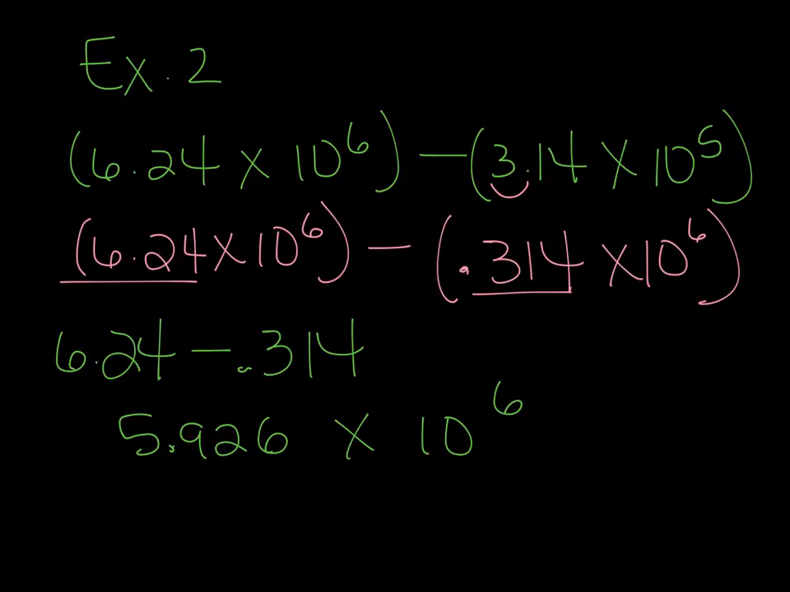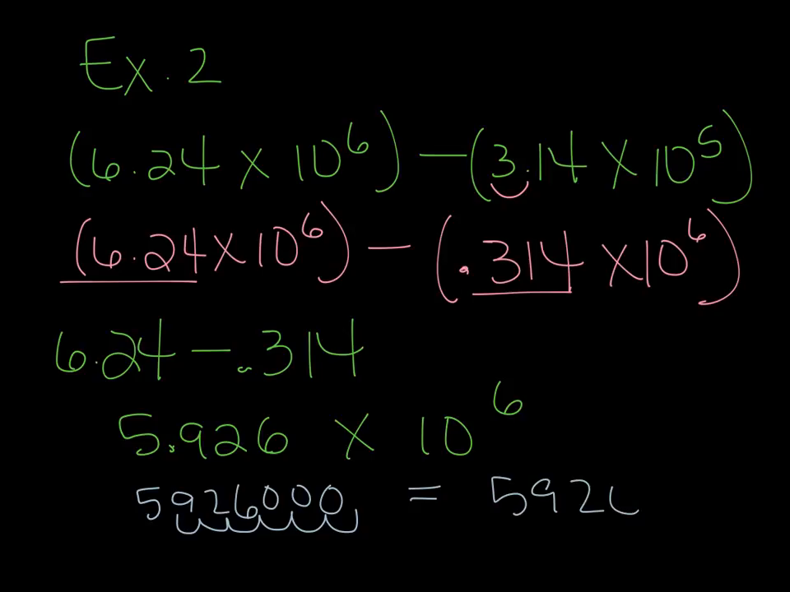And then to go to standard notation, I'm going to go 6 places to the right. So that would be 1, 2, 3, 4, 5, 6. Add some zeros in. So in standard notation, I have 5,926,000.